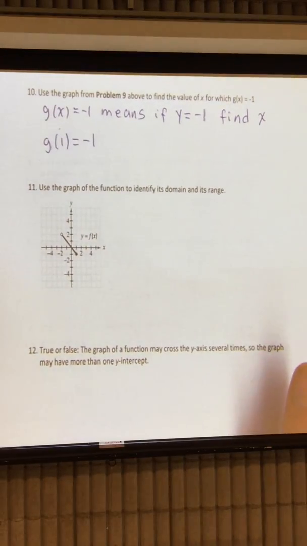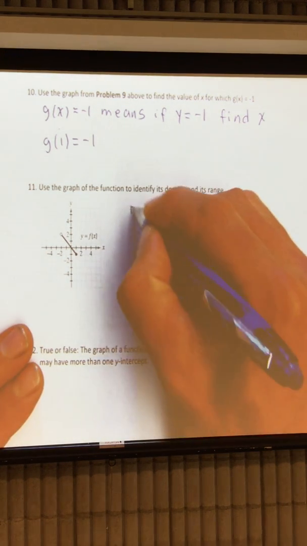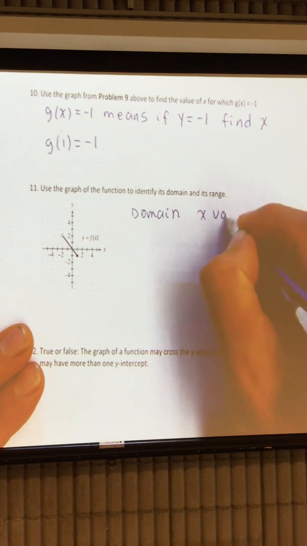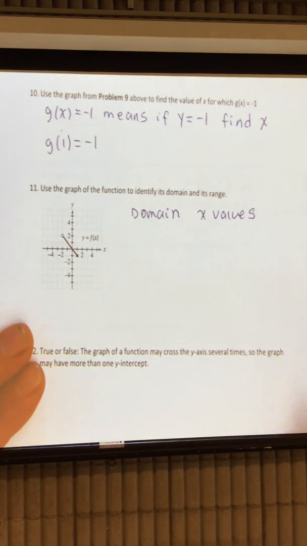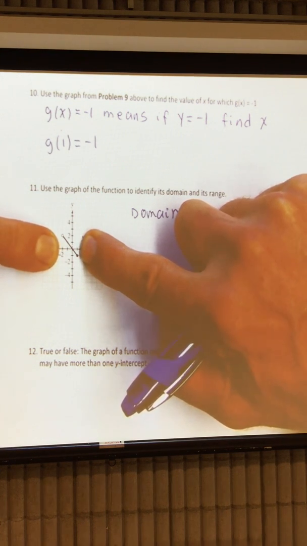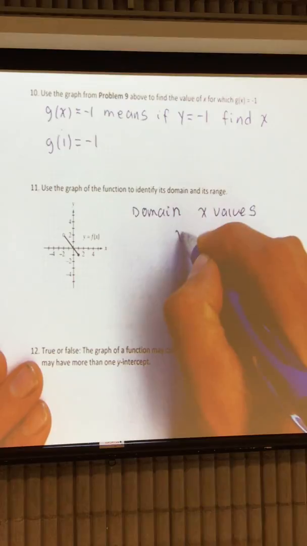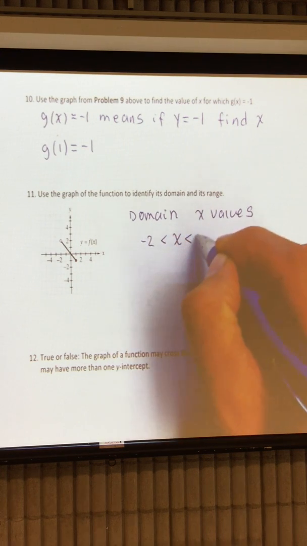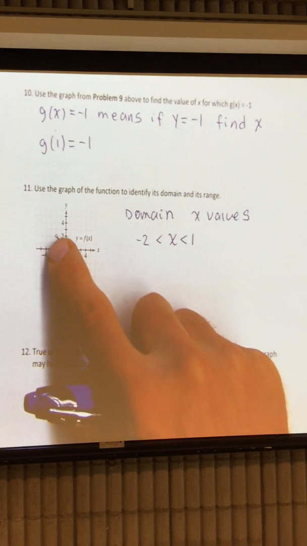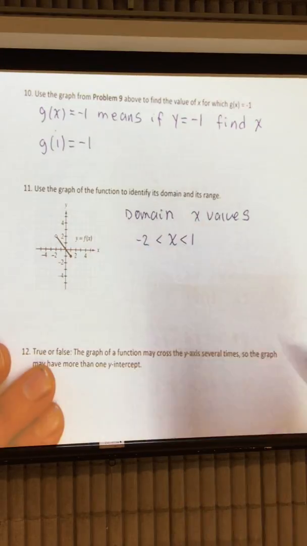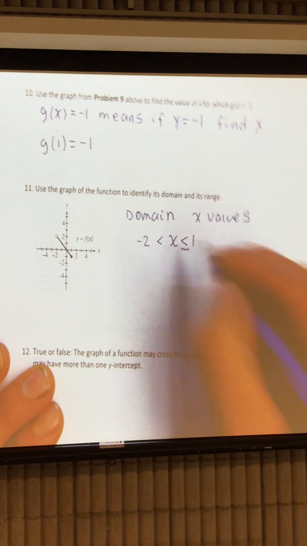Find the domain and range of the graph shown. The domain is the set of x values for which the function is defined. So we are looking on the left and the right, the extent to which the function is defined, and that would be values of x that are between negative 2 and 1. There is no point associated at negative 2, and there is at 1. So we must include the value of 1, but not negative 2.